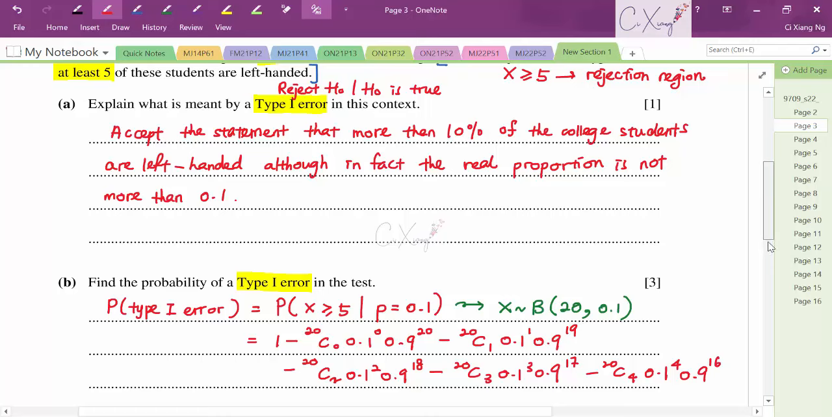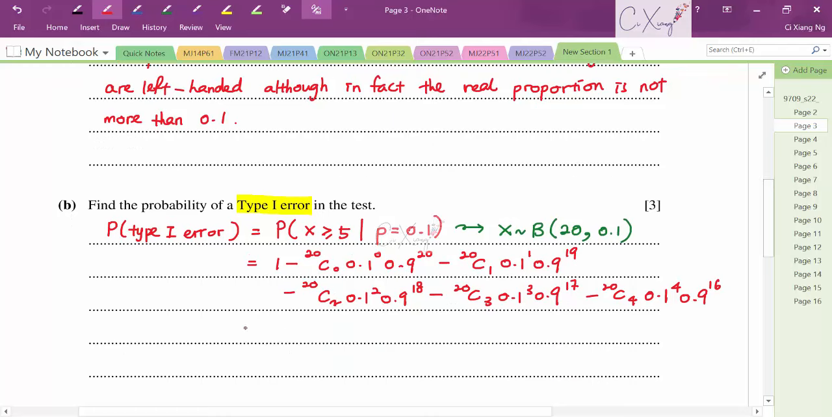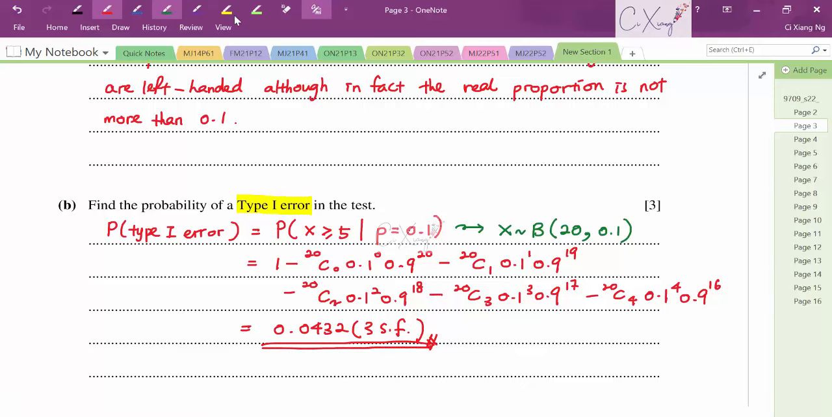If we didn't make any careless mistake, the answer for this particular question should be 0.0432, correct to three significant figures. So this is how we calculate the type 1 error for a binomial distribution. Then let's proceed further.